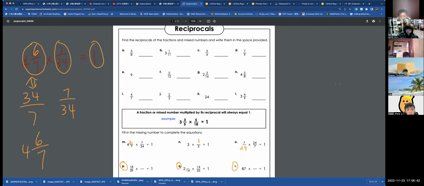Okay, I'm going to start explaining these questions. This one is a little bit hard, but not so hard. Because we know that 18 over 39 times a reciprocal equals 1, so it's 39 over 18. Next one, the reciprocal will be 33 over 14. If I simplify it, it's 2 and 5 over 14. And the last one is 87 times what equals 1? 1 over 87. Okay, get it, everybody?